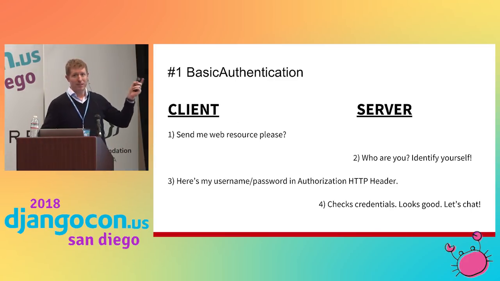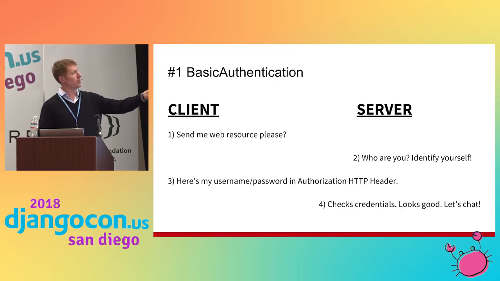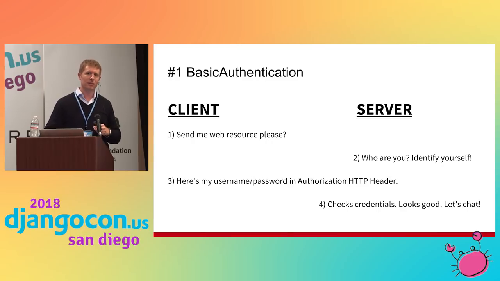All right, so again, this is the flow. We're going to get familiar with it. So basic authentication, the most basic type there is. Send me the resource. Server says, who are you? Identify yourself. The 401 status code and the authenticate header. And with basic, we say, here's my username and password. I'll just put it in clear text, base64 encode it, and I'll have it in the header. And we'll pass it back and forth.